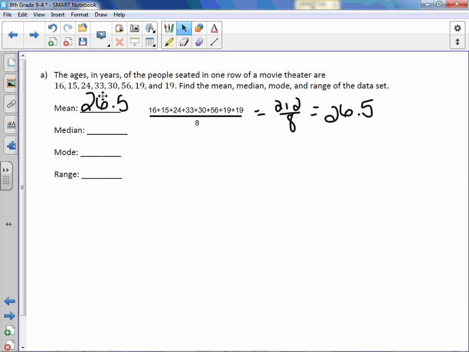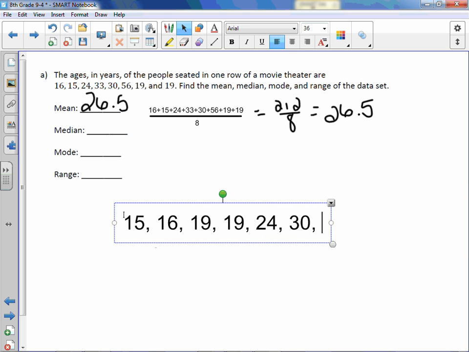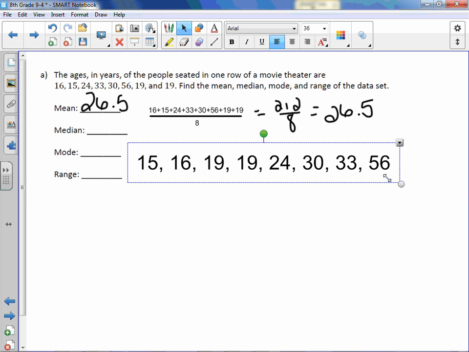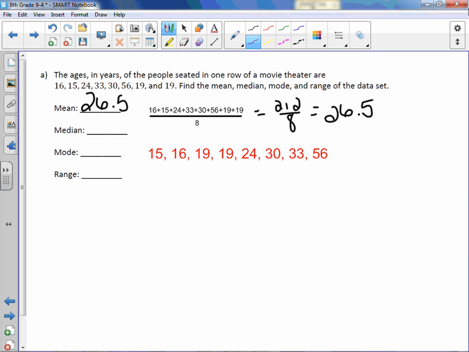To find the median, you need to order the data from least to greatest first. So we have 15, 16, 19, 19, 24, 30, 33, and 56 from least to greatest. And we need to find the middle. So here's 1 and 1, 2 and 2, 3 and 3, 4 and 4. It looks like the middle is in between two numbers.